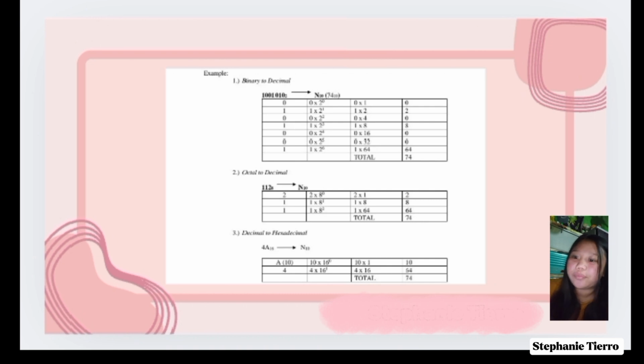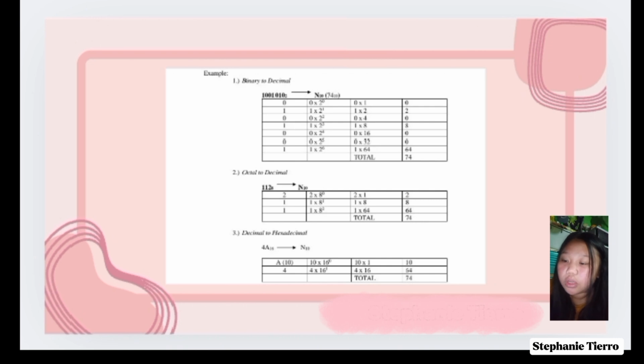Same lang sila. And pag nakuha na natin yung nasa pangatlong row, yung last naman na pagta-times. 0 times 1 is equal to 0. 1 times 2 is equal to 2. 0 times 4 is equal to 0. And 1 times 8, 8. 0 times 16, 0. 0 times 32 is equal to 0. And 1 times 64 is equal to 64. Pag na-total natin siya, makukuha natin si 74.